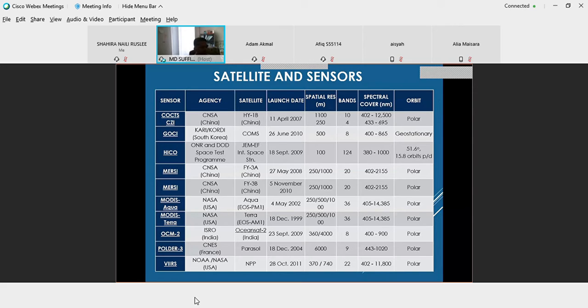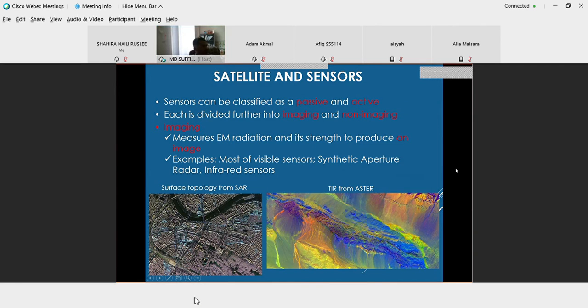So all the time we will see only the South China Sea area. This is just an example; there are many more satellites. And then sensors can be classified as passive and active. Passive and active can each be divided into two different types of sensor. One is imaging. Imaging means that its product is an image. It captures the reflected light from the earth surface and produces an image.